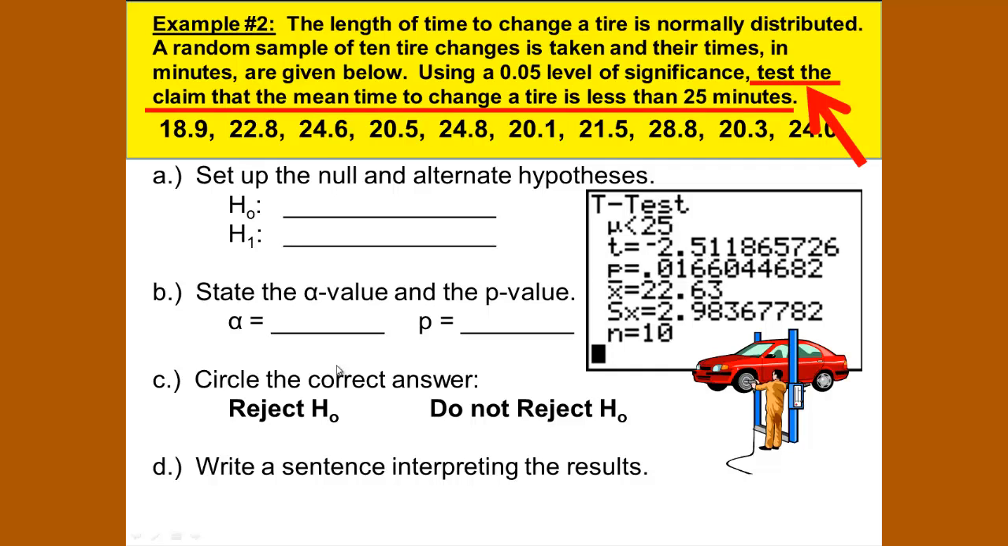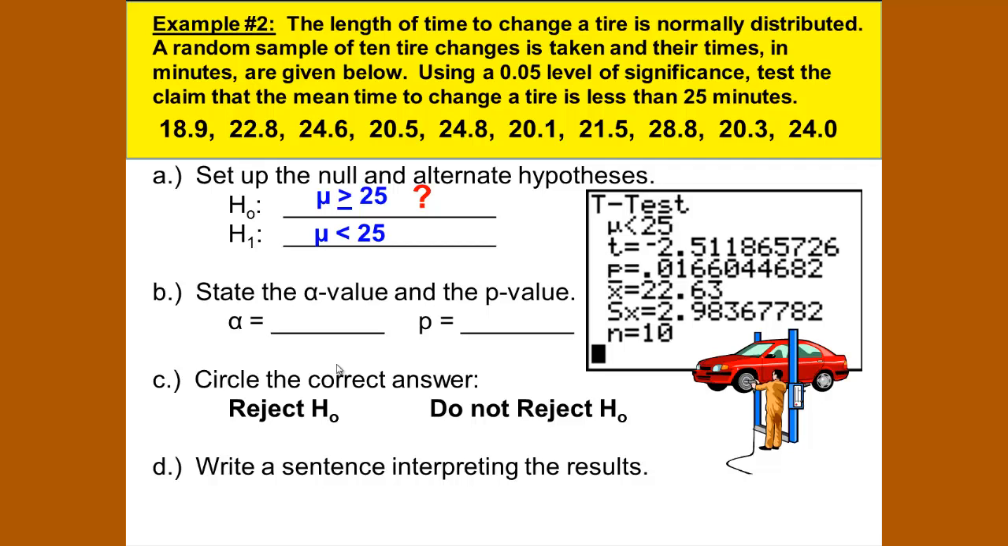Next, we want to set up the null and alternate hypothesis. First, we want to look at the phrase that starts with test the claim. Test the claim what? That the mean time to change a tire is less than 25 minutes. So our alternate hypothesis will be that mu is less than 25. That gives us for the null hypothesis the opposite of that statement, which is that the mean is greater than or equal to 25.